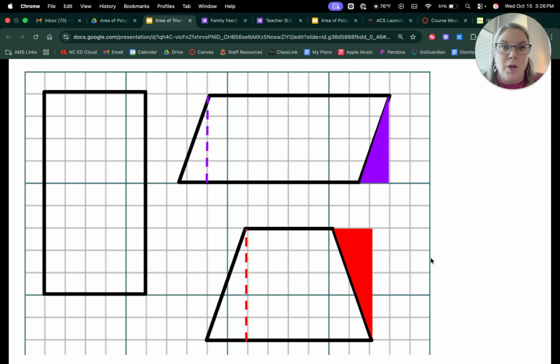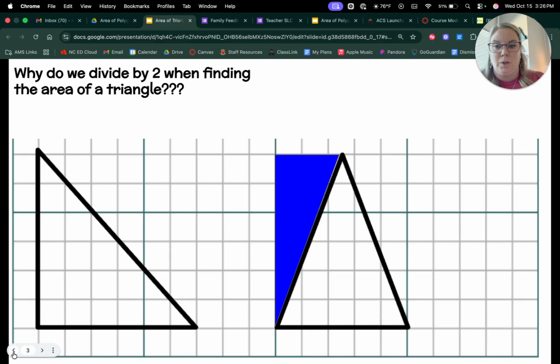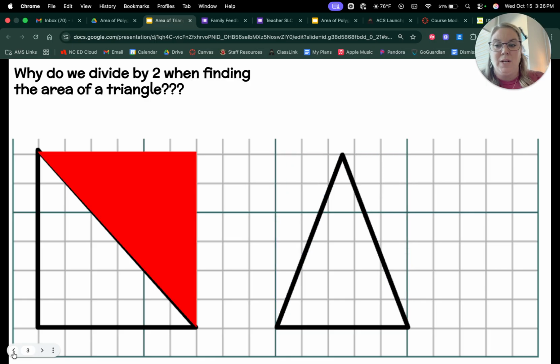Now notice I said almost all because there's always a little time where it won't work, but most of the time it works. So what this little video should have taught you and what you should understand from this video is that, hold on, let me go backwards, that we divide by 2 because there are 2 triangles in most quadrilaterals, and that is why the formula works.